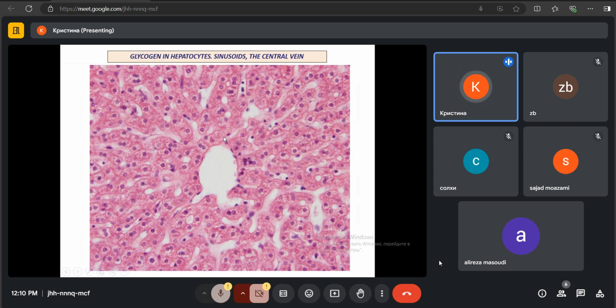Glycogen and other sugars. So the glycogen is the large molecule for storing the glucose in our body. These small pink dots found in the cytoplasm of the hepatocytes are the glycogen molecules.